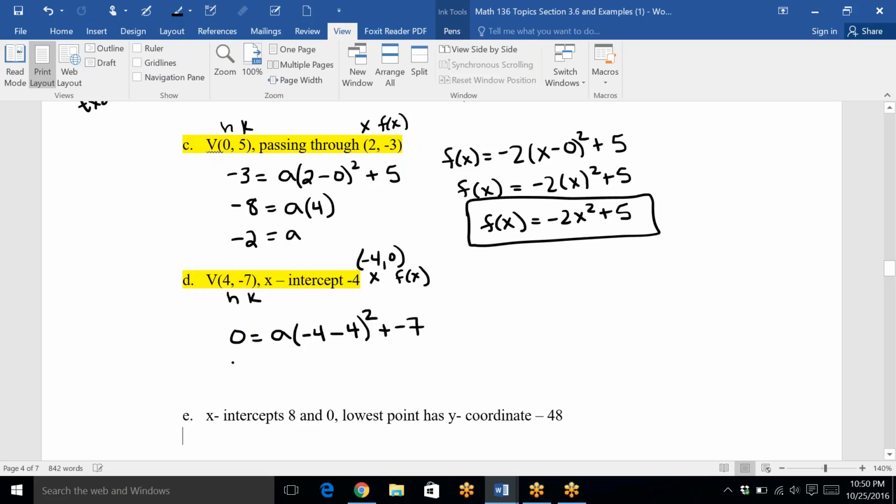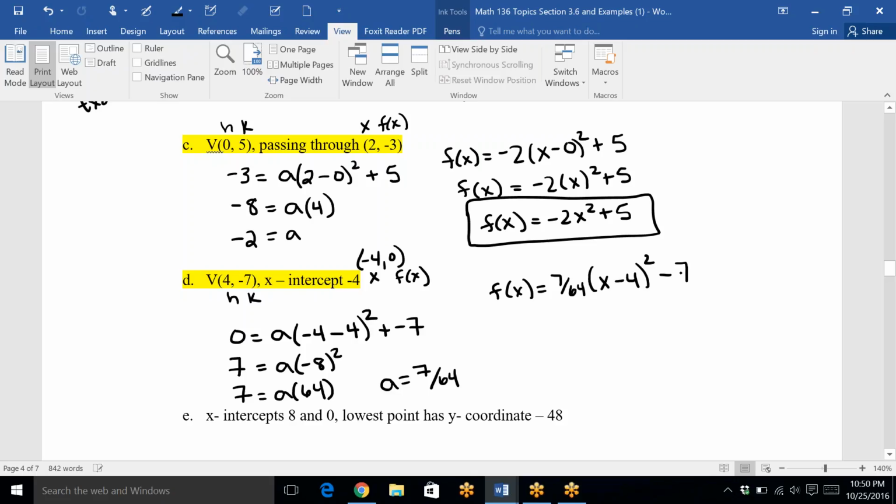I would move the 7 over, so I'd be adding that. This would be -8 squared. So this is 7 equals a times 64. And so a is 7 over 64. So when I write that into vertex form, that would be 7 over 64 times (x minus 4) squared minus 7, because it's plus -7, but that's just minus 7. Now that's in vertex form.